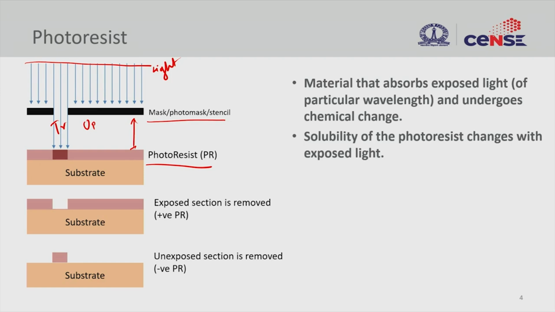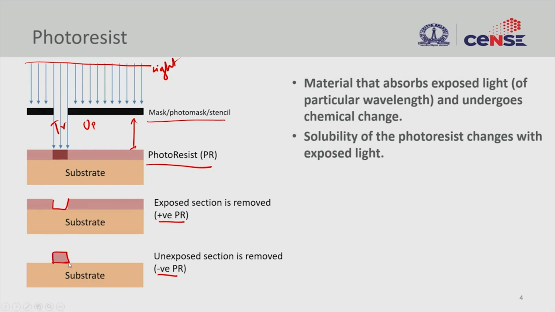In the opaque region, there is no light passing through. In the transparent region, we see light passing through. So when light passes through this mask and reaches this photoresist, something interesting happens. Depending on the type of photoresist, whether it is positive photoresist or negative photoresist, we'll see what positive and negative mean. You will either remove the material or keep the material, right?